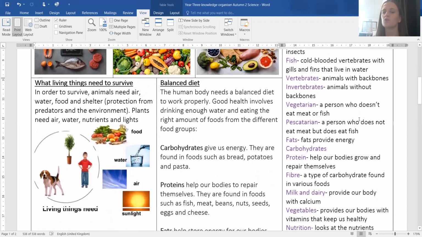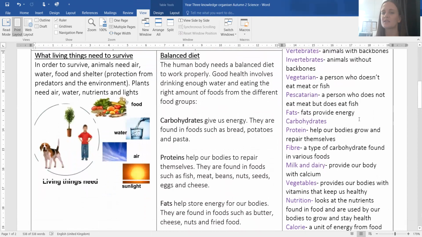We then move on to the 5 main food groups that we look at as people, and that's fats, carbohydrates, proteins, fiber, milk and dairy. And then the last group is vegetables and fruits.